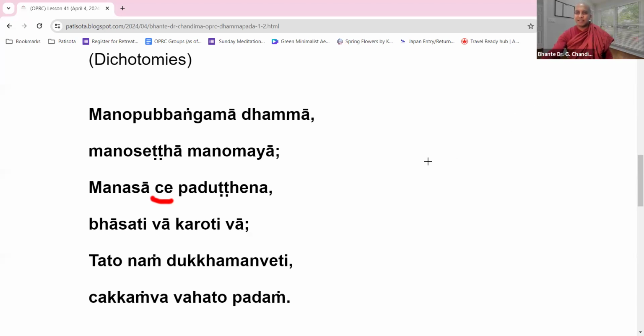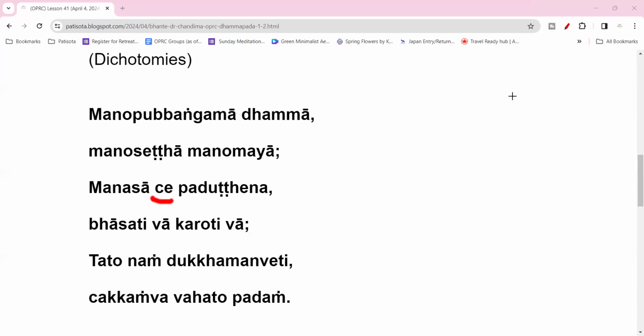And we have John. Thank you, Bhante. Mano pubbangama dhamma, mano settha, mano maya, manasa che padutthena, bhasati va karoti va, tato nam dukkham anveti, cakkam va vahato padam. Great.